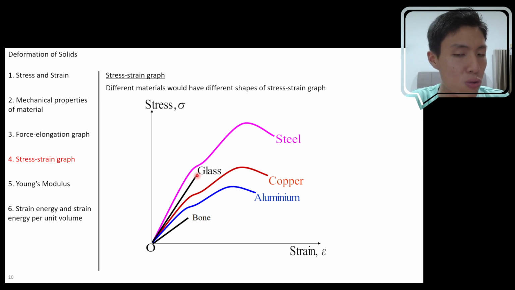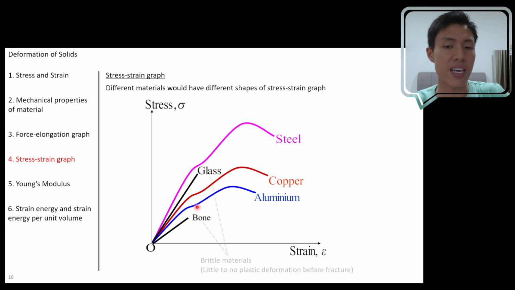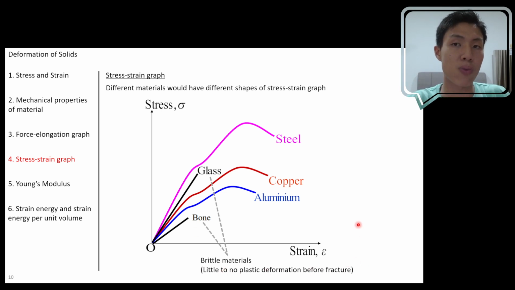So it also means that there is no plastic deformation that happens to this kind of material, such as glass and bone. If a material experiences little to no plastic deformation before fracture, we call this kind of material brittle. So brittle materials experience little to no plastic deformation before fracture. This is what we learn when we talk about brittle, ductile, and malleability.